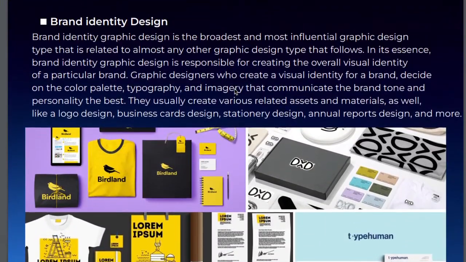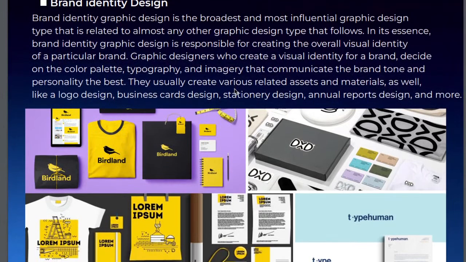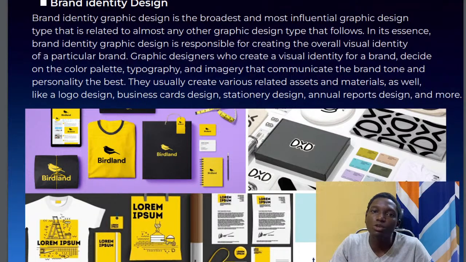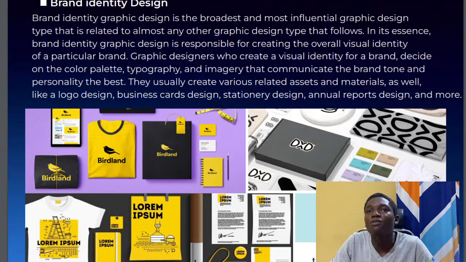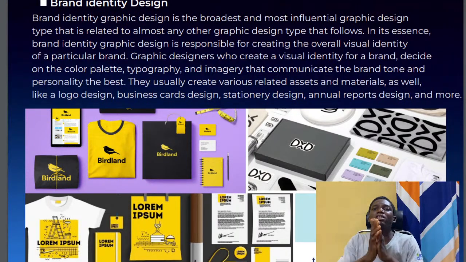Then we have brand identity, which combines most of all the designs. In fact, in brand identity, they are going to be talking more about packaging. If the company deals with a service or product, they are going to be talking more about logos, visual designs, motion designs, and illustrative design. So brand identity design is a combination of these general designs.